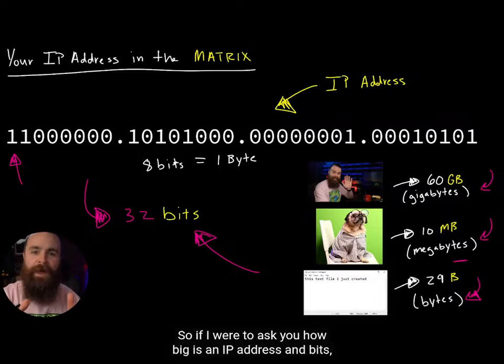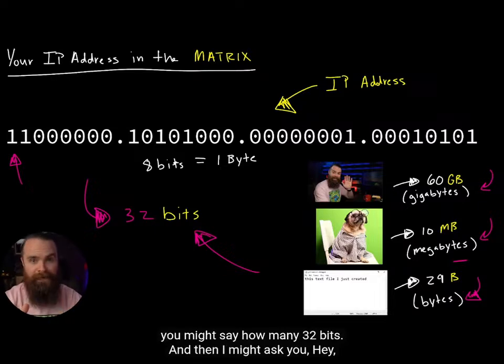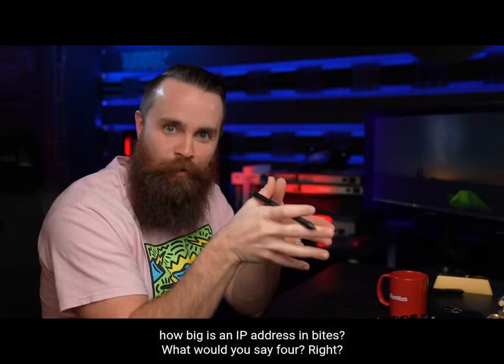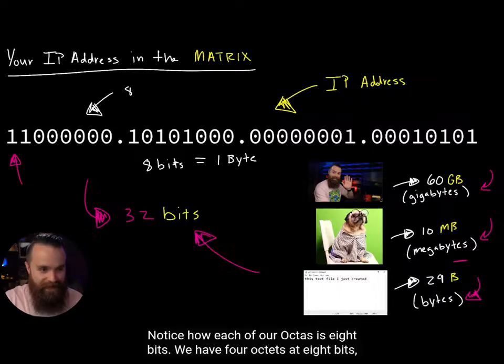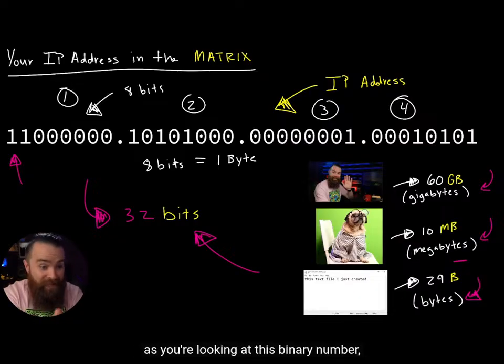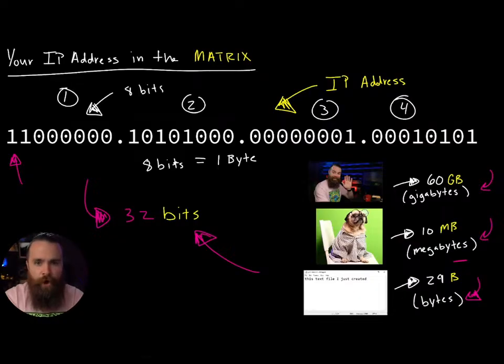So if I were to ask you, how big is an IP address in bits? You might say, 32 bits. And then I might ask you, how big is an IP address in bytes? What would you say? 4, right? Notice how each of our octets is 8 bits. We have 4 octets at 8 bits each. 8 times 4, 32.